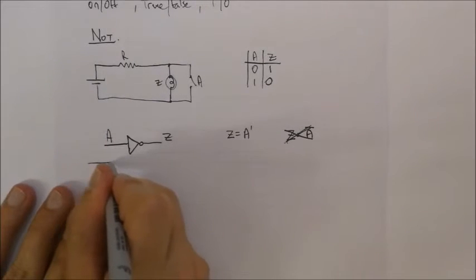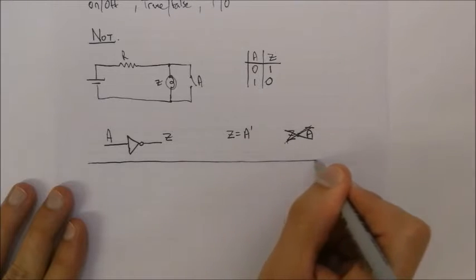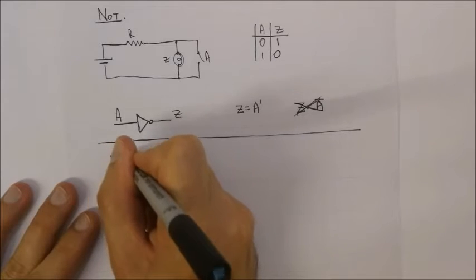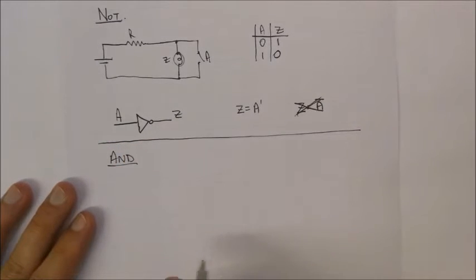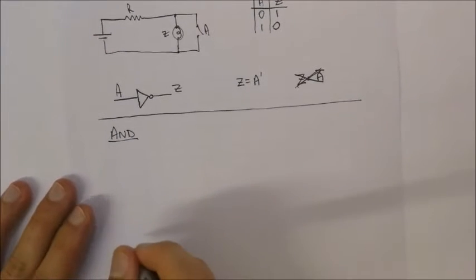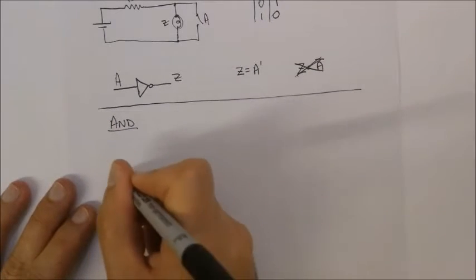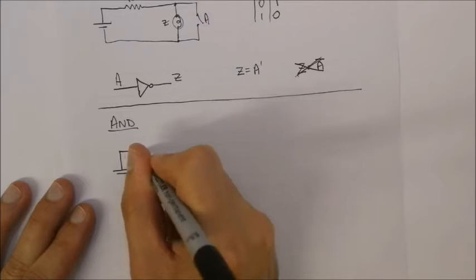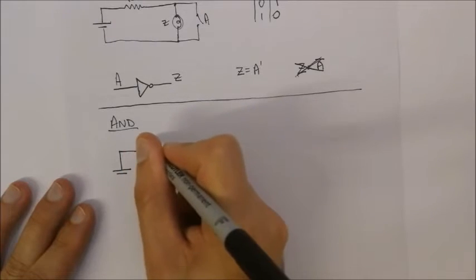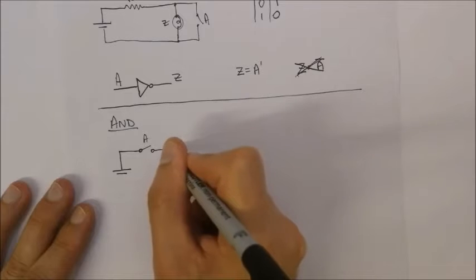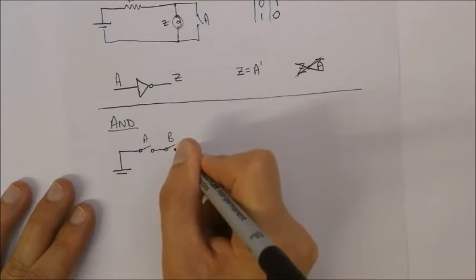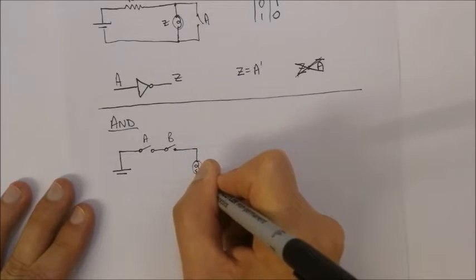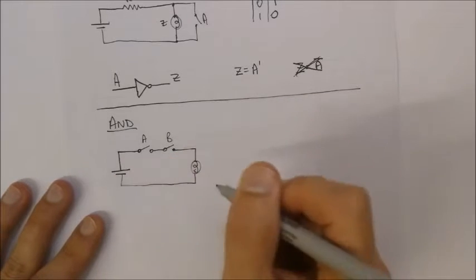Okay. So that was a NOT gate. Let's have a look at another gate. The next gate we're going to be looking at is the AND gate. Okay, so again, we're going to be looking at the circuit diagram. Let's consider a circuit. So you've got your battery going up. You've got two switches, switch A, switch B, and from there we're going down to a globe, which will then go back to the battery.